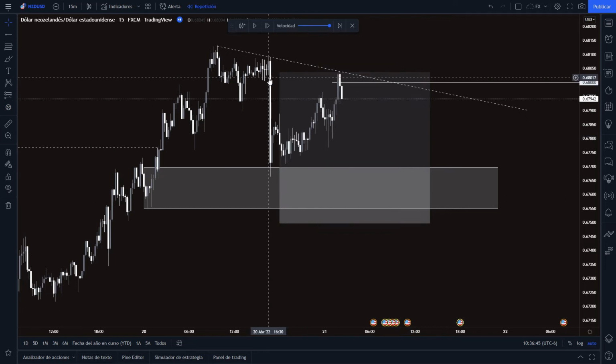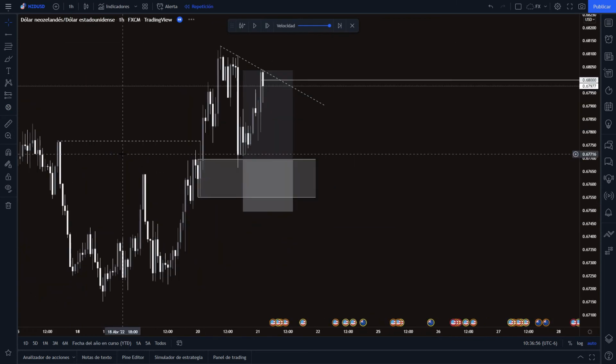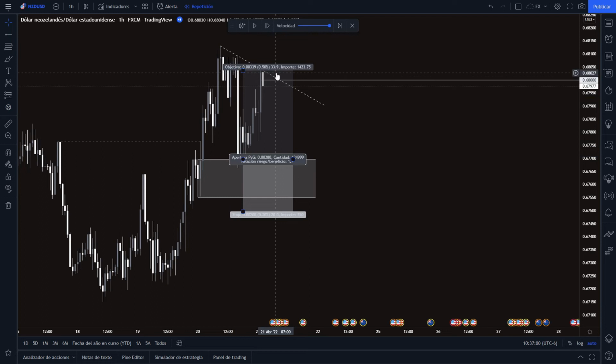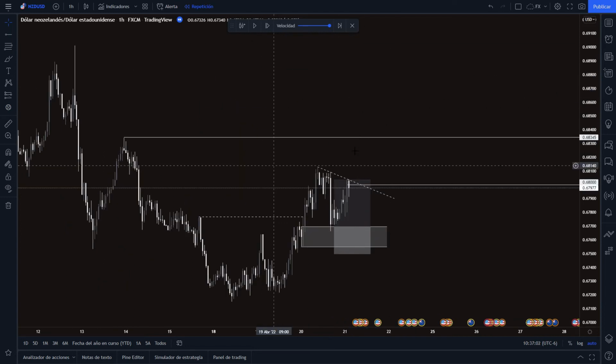Basically, this supply level here. So basically, we bought this demand area, which was a 1 hour demand level, and the market hit our TP1. Our TP2 was this high. All right, that was the final take profit.